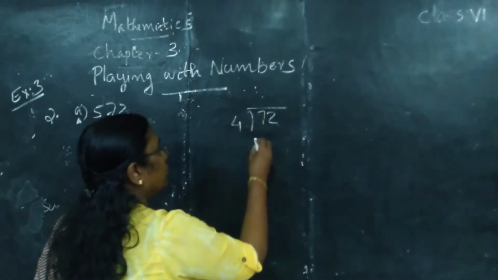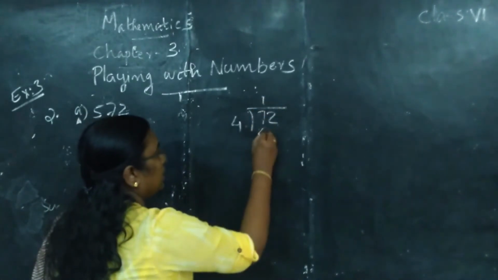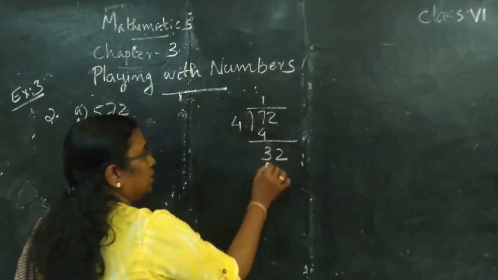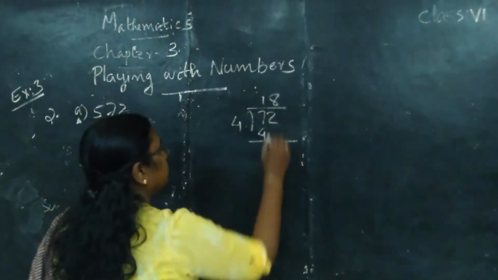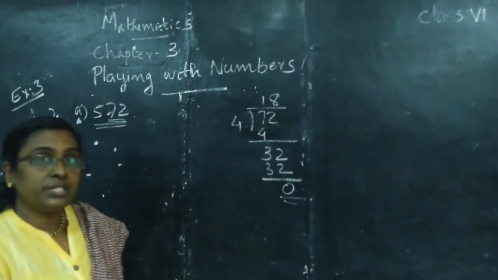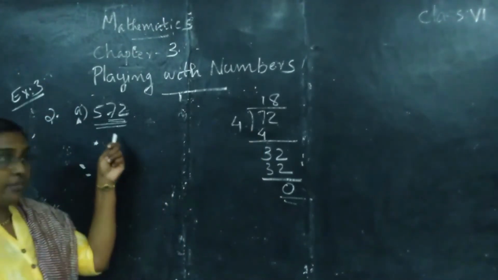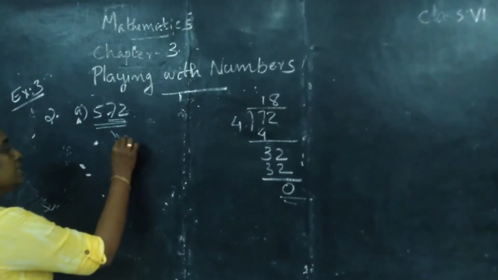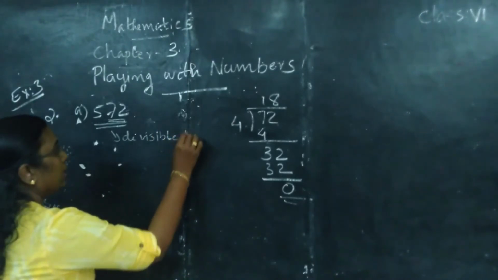72 divided by 4. How many times 4 in 7? 1 time. Here it is 4. The remainder is 3, 32. How many times 4 in 32? 8 times. 32. Remainder is 0. Since the remainder is 0, 72 is divisible by 4. Since 72 is divisible by 4, we can say that 572 is divisible by 4.